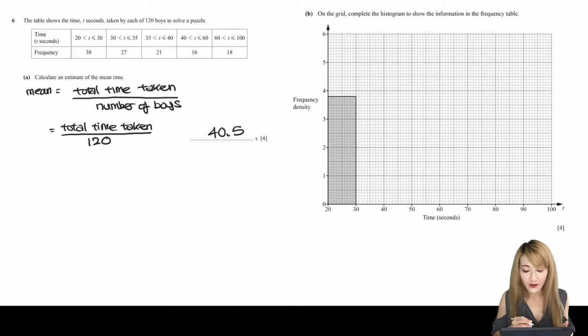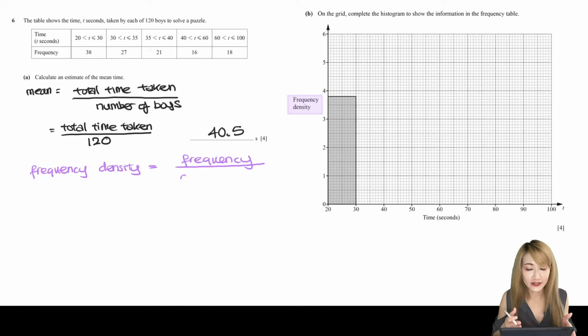Okay, part B. On the grid, complete the histogram to show the information in the frequency table. Okay, the histogram is time against frequency density. Frequency density can be calculated from frequency divided by the class width, or the width of each group.